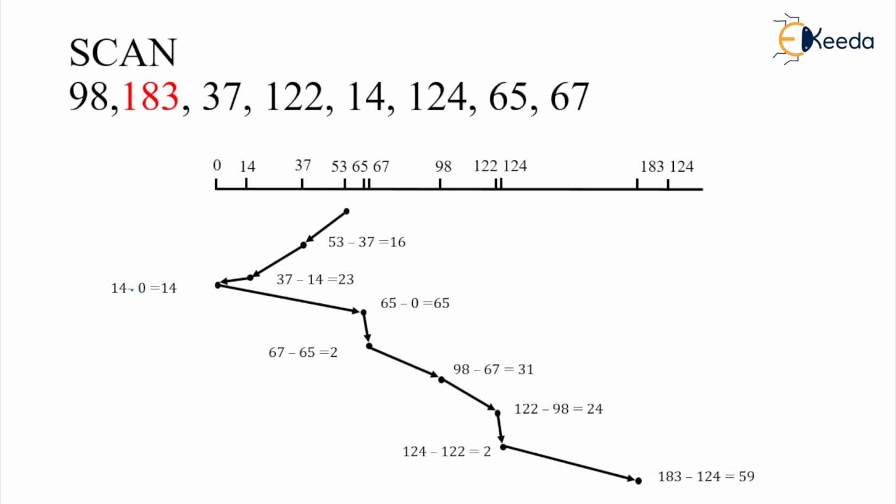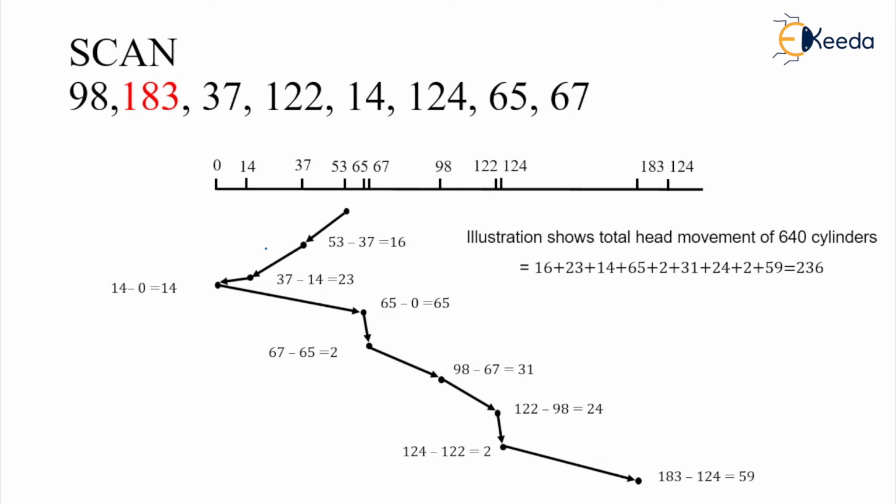Okay, so we have assumed here that this movement was in this direction, for the lesser value, and then it comes here and changes the direction of movement to the right. Now this illustration shows the total movement. The total movement in this case is 236 cylinders, and that is how the scan algorithm works.